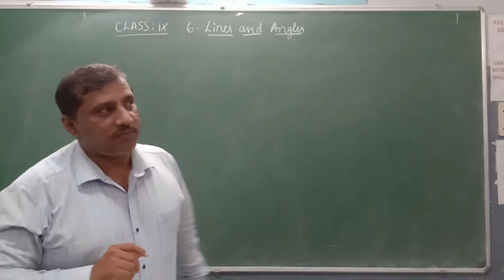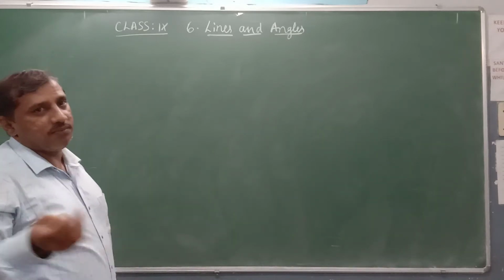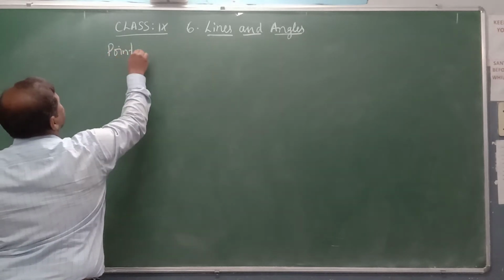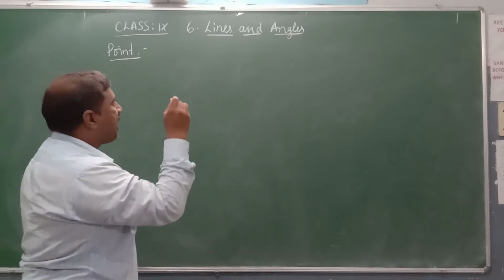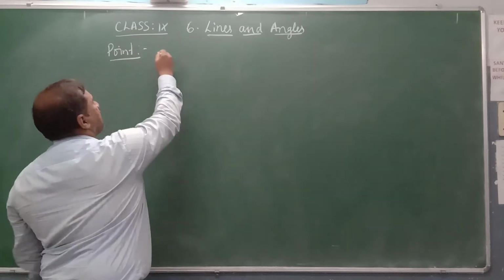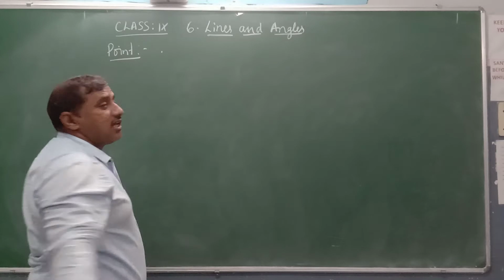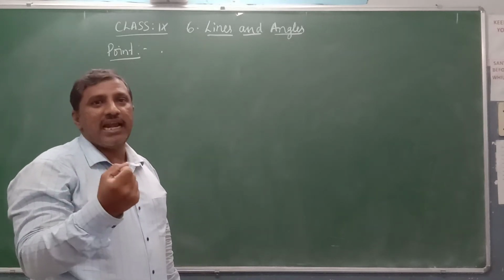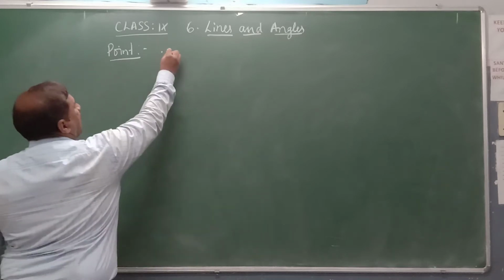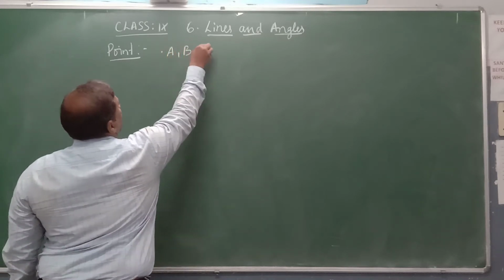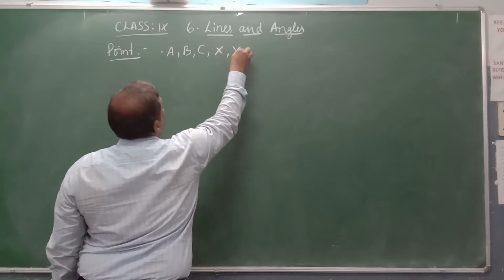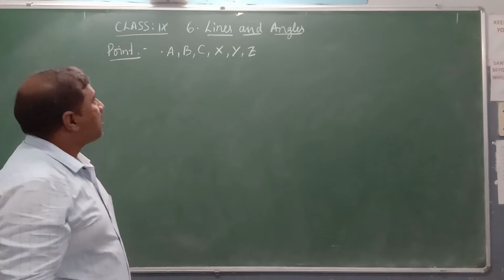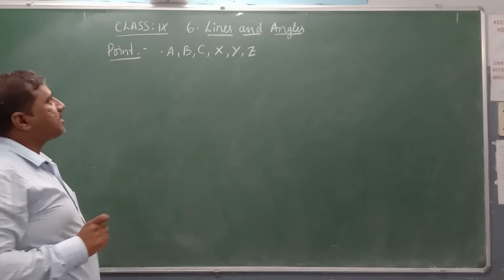Introduction of this chapter, some terminology related to this chapter, that is point. What is a point? A point is a dot with the pencil which we keep like this. Yes, this is a point in geometry. Points are represented with capital English alphabets, like point A, point B, point C, point X, point Y, point Z, and so on. That is the first term, point.